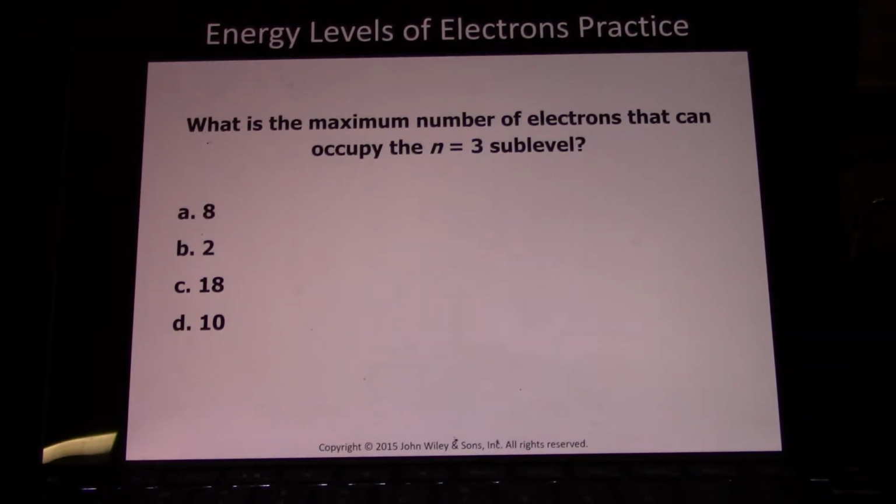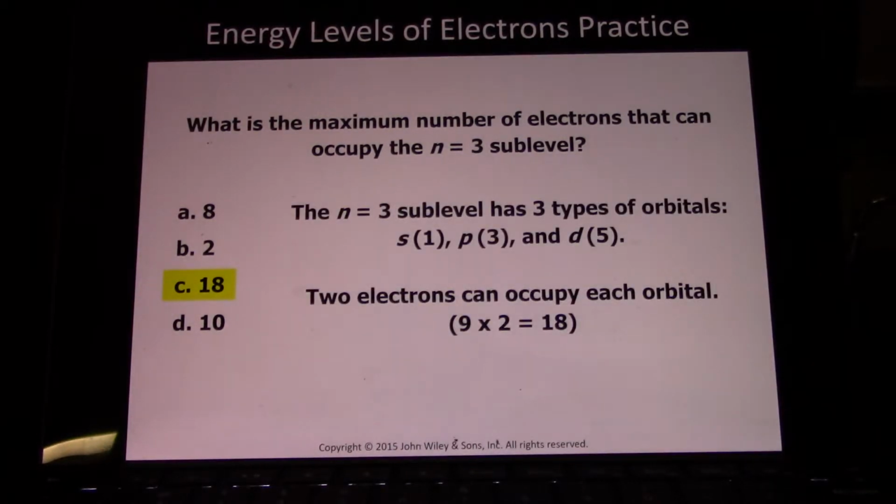What is the maximum number of electrons that can occupy the n equals 3 energy level? Well, we have a 3s, a 3p, and a 3d level. And the 3s has 1 orbital times 2 electrons, that's 2. The 3p has 3 orbitals times 2, that's 6 more, I have 8 electrons. And the 3d has 5 orbitals, that's times 2, that's 10 electrons. So 18 total electrons. 2 go into the 3s orbital, 6 can go into the 3p orbitals, 10 can go into the 3d orbitals, for 18 total electrons going into these 9 total orbitals.